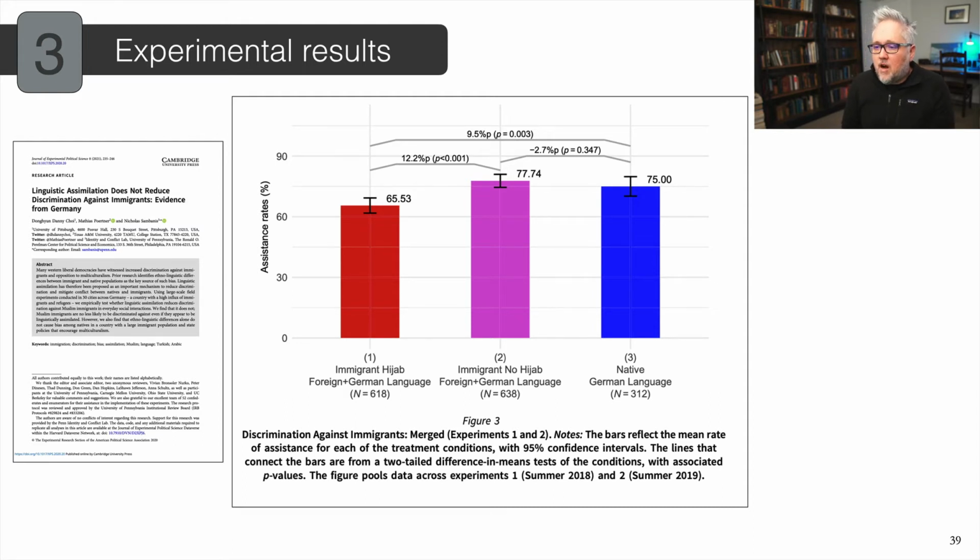So you have these columns here, the assistance rates, so that would be that aggregate measure of the group in these three different groups. Immigrants who wore the hijab and spoke the German language, no hijab and spoke the German language, and then the German language. And you can see the p-values are statistically significant. It's below 0.1 between column 1 and column 2. And those little sideways H's, or those I's there, are the confidence intervals around those estimates.